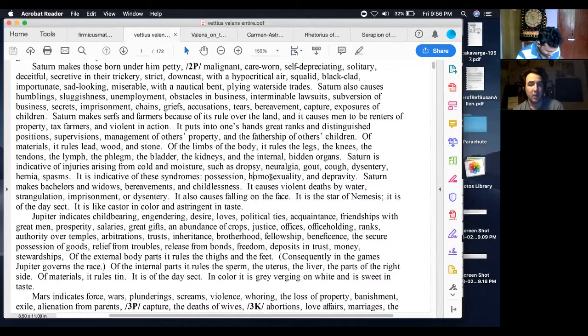And then Saturn makes bachelors and widows, bereavements and childlessness, simply because he is the planet of loss, because oftentimes through loss, we're reminded of what we really are. And we're reminded of how to stand on our own two feet without anyone else. Again, Saturn's the loner, because of where he is in the solar system, as I keep saying.